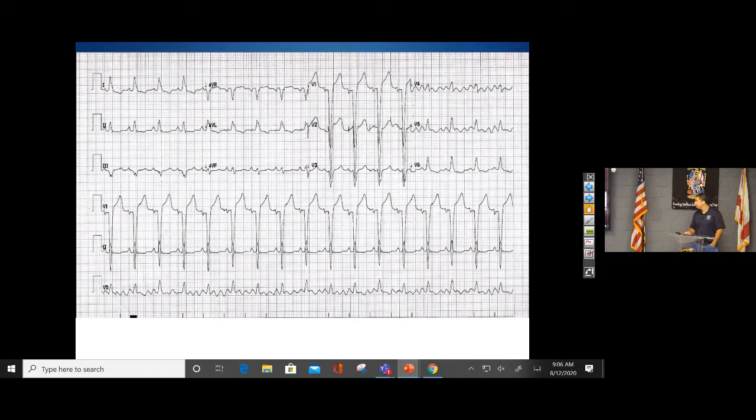Okay, fast or slow? All right, okay, a little fast. Okay, wide or narrow? Okay. Ish. All right, ish. Okay. 2, 4, or 5. P waves? All right, so there are P waves. Is this a STEMI?